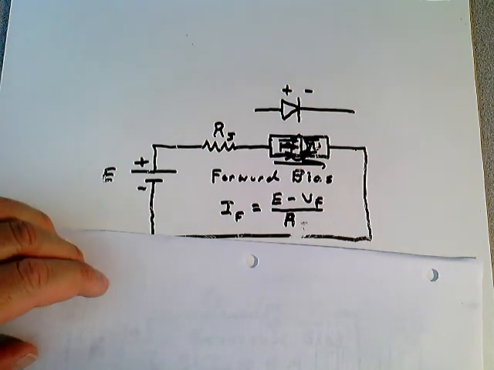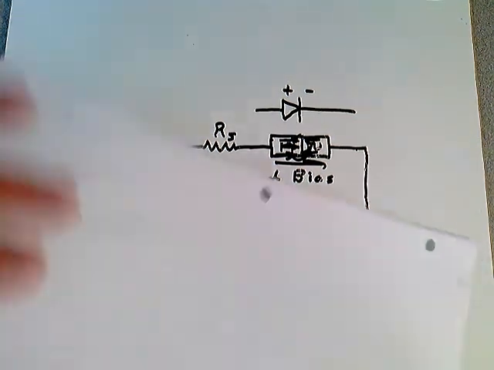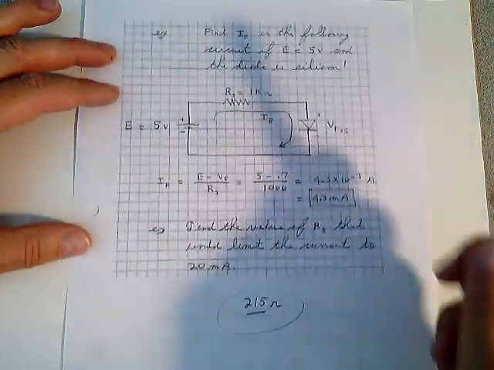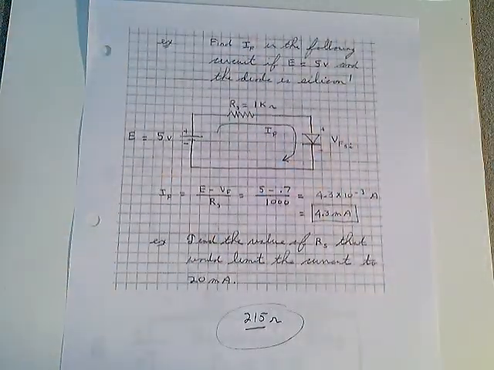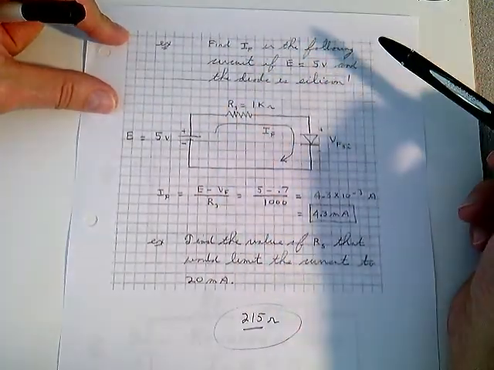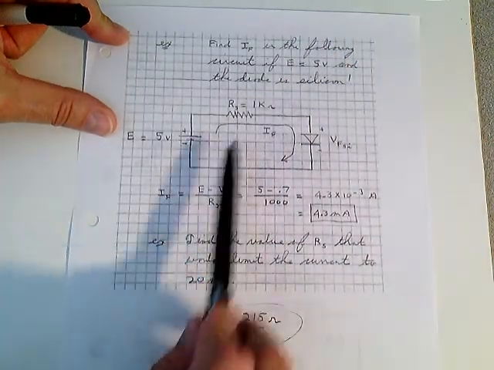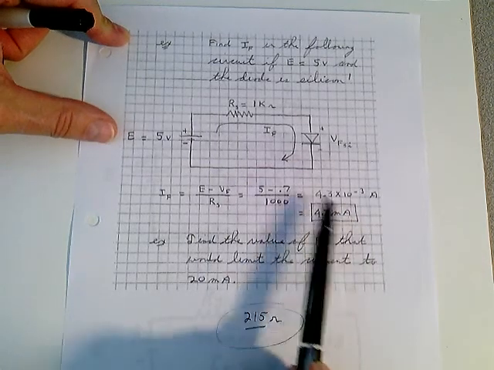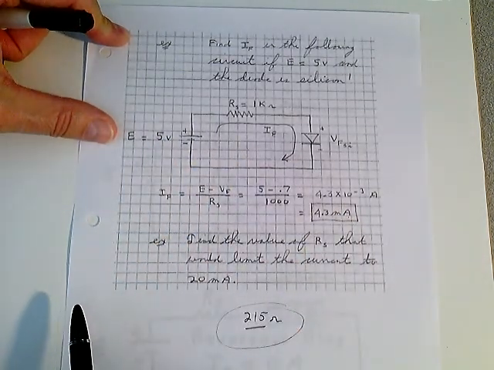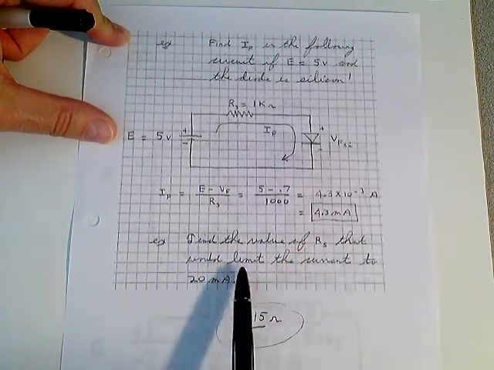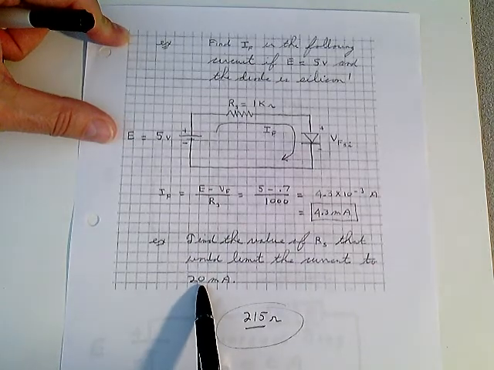Now let's take a look at a problem here that uses this equation for forward biased on page 124. It says here, find the forward current in the following circuit if E is equal to 5 volts and the diode is silicon. Well, here's our circuit. Here's the equation. I plug everything in, I get 4.3 milliamps. What I want you to do is take this same circuit and find the value of RS in this case that would limit the current to 20 milliamps.